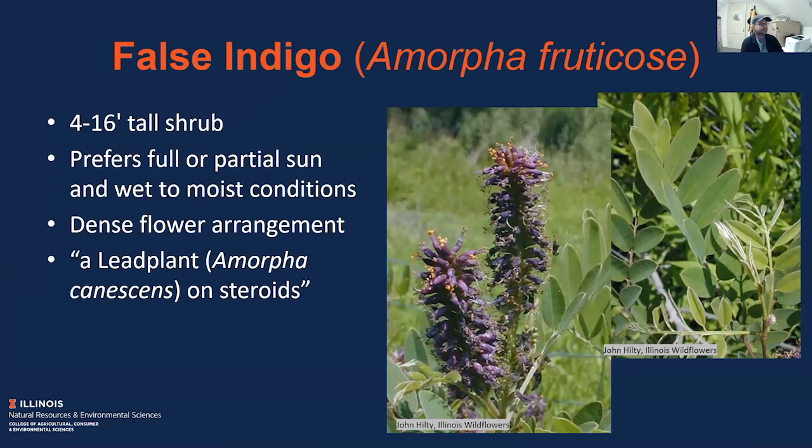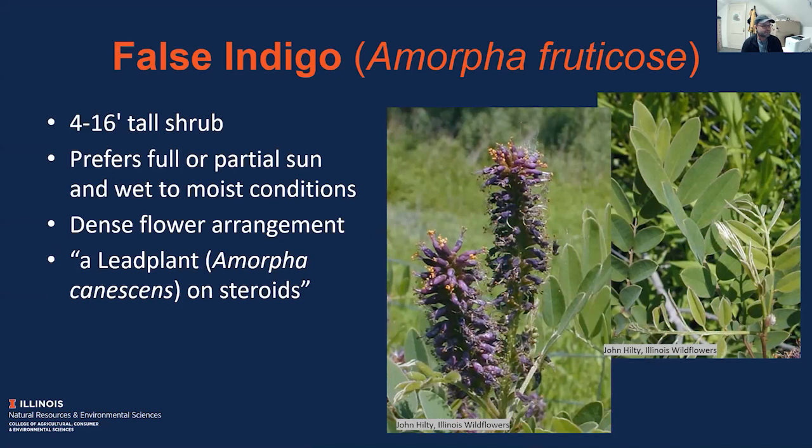Up next is another one of my favorites, the false indigo or indigo bush. This is a 4 to 16 foot tall shrub. This one prefers full or partial sun and wet to moist conditions, but this is another one, even though it prefers more moisture, I've seen it in some pretty upland sites as well, and it does just fine.